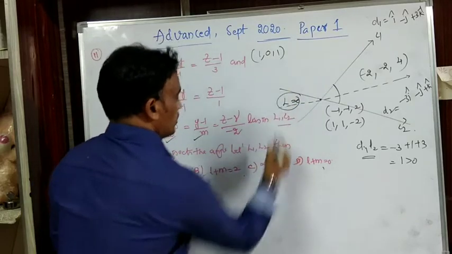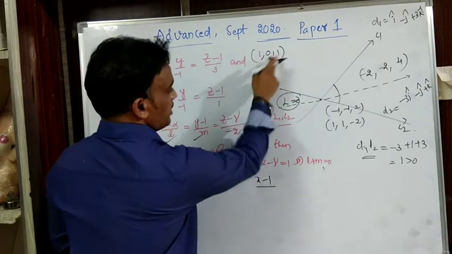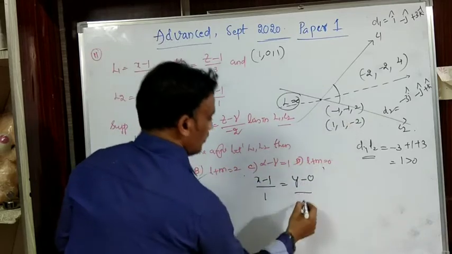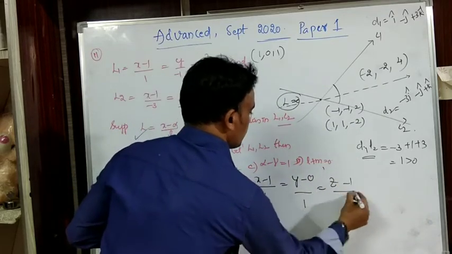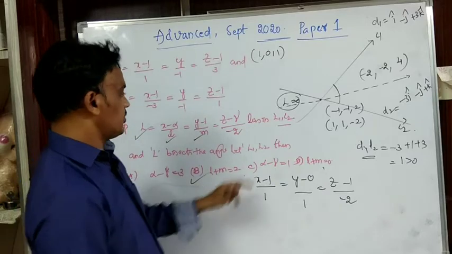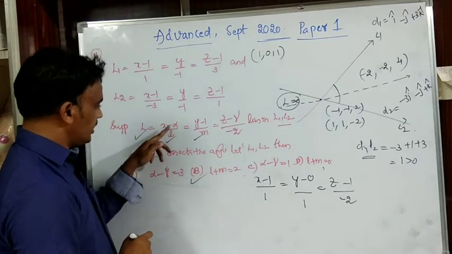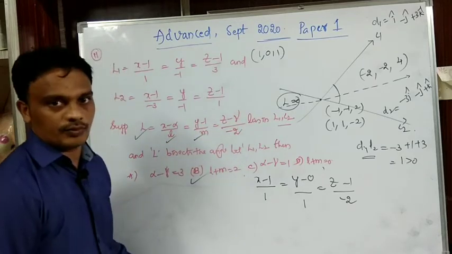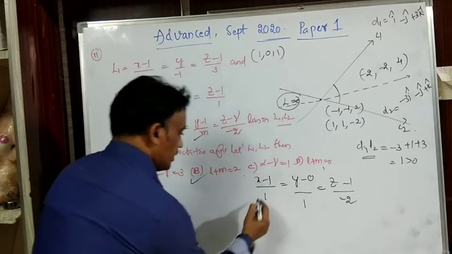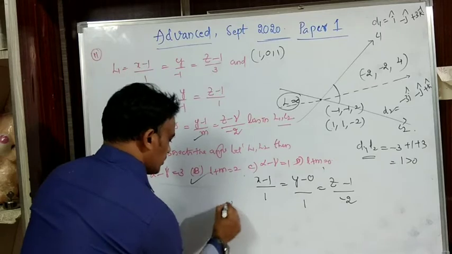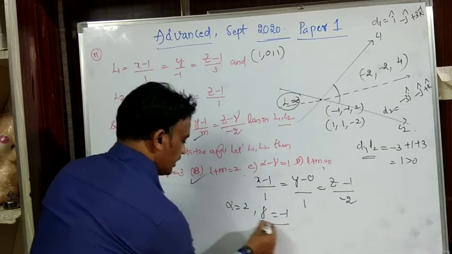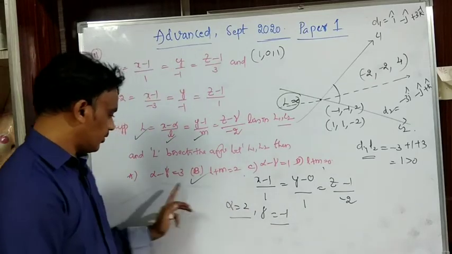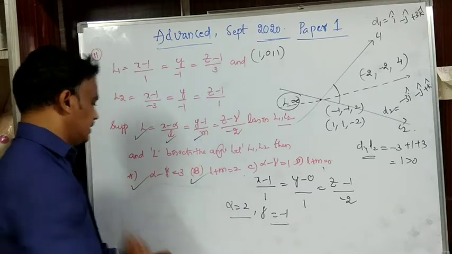So can I write this one? (x minus 1) by 1 equals (y minus 0) by 1 equals (z minus 1) by minus 2. But actually the given line is (x minus alpha) by l, (y minus 1) by m, and (z minus gamma) by minus 2. By comparing and equating, we will get alpha is 2 and gamma equals minus 1. According to the option, alpha minus gamma is 2 minus minus 1, which is 3. Yes, it is your first option.